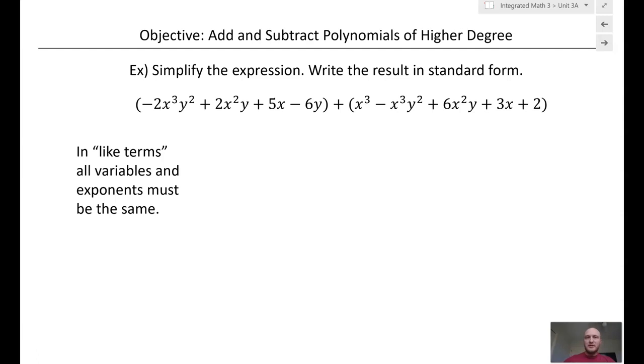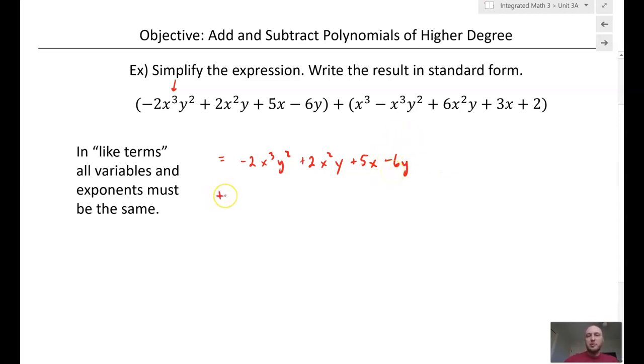Okay, so what I'm going to go ahead and do is, again, write my first term in standard form, looking at the highest degree on the x's. So I have negative 2x cubed y squared. Okay, next I have my 2x squared y plus 5x minus 6y. Okay, so that is in standard form. Notice my x's are in decreasing power: x to the third, x to the second, x to the first, and then this is really an x to the 0 term.